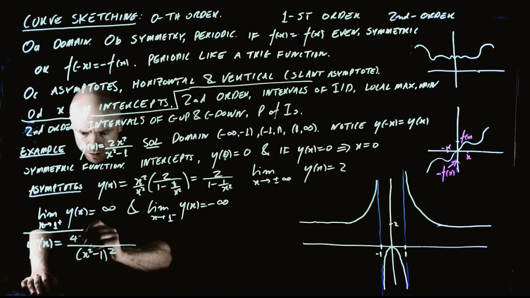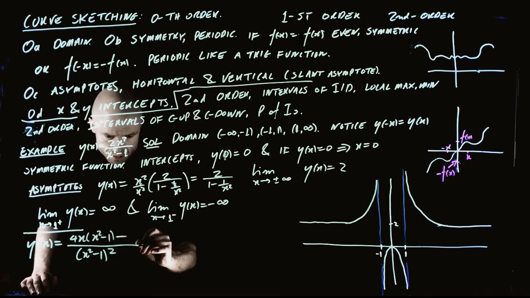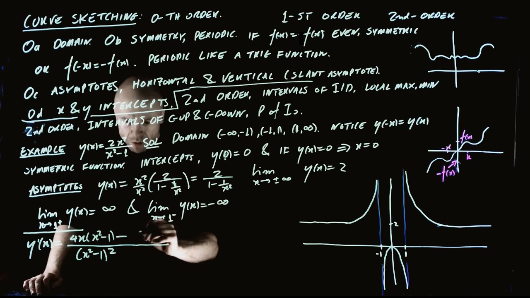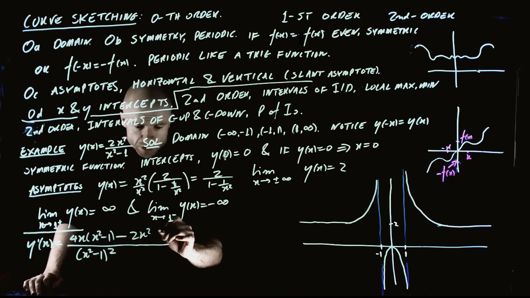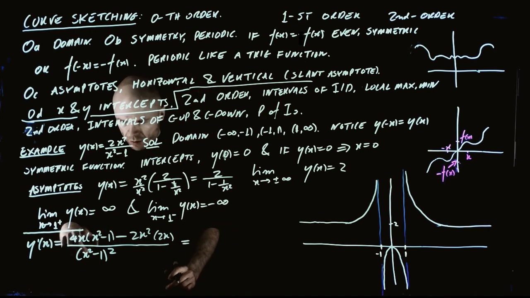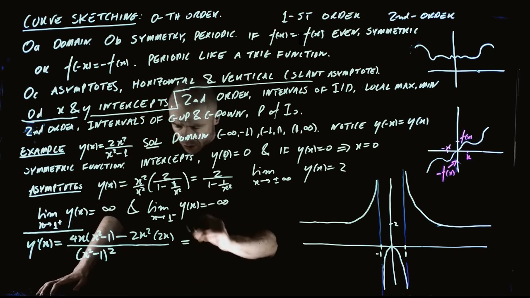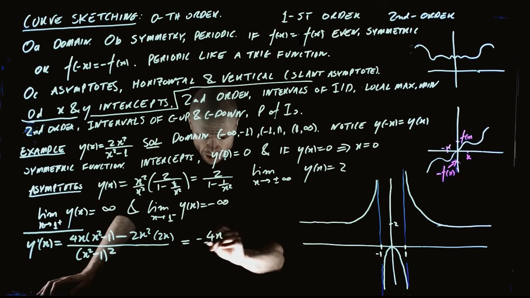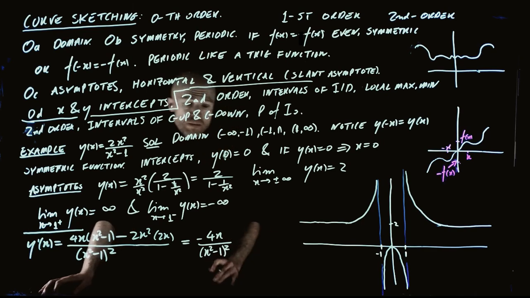Differentiate the top, we have 4x, leave the bottom alone, minus, leave the top alone, differentiate the bottom. Okay, what do we have? We are going to have 4x to the power 3 minus another 4x to the power 3, so that's going to cancel. And we're just going to have minus 4x on the top here. So we have minus 4x over x squared minus 1, everything squared.